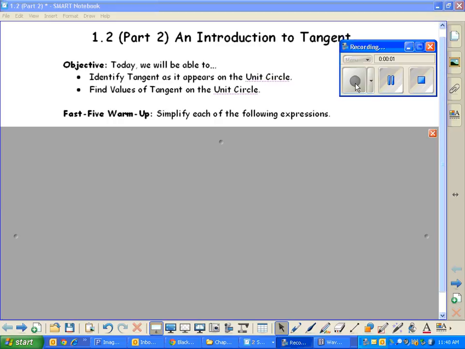And flip to page 36. I want you to take a few minutes to double check your warm-up if you already did it, or do it if you haven't done it yet. So I'll give you 3 or so minutes to work on that. Alrighty, let's check it out.